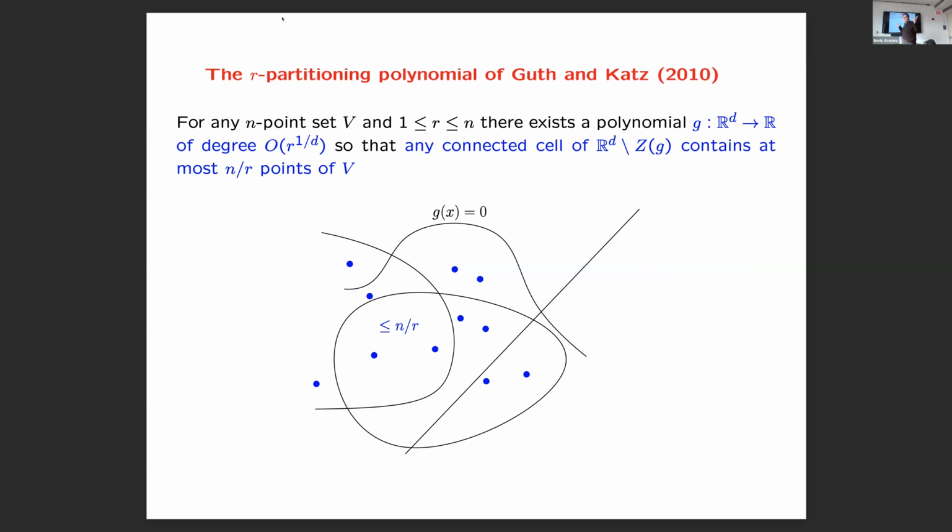Okay, so in 2010, Guth and Katz obtained a sharp bound for the distinct distances problem, using this nice observation that whenever you have a point set in Euclidean d-space, you can have a polynomial of degree of order r to the 1 over d whose zero surface subdivides the ambient Euclidean space into connected cells so that each cell contains at most n over r points.